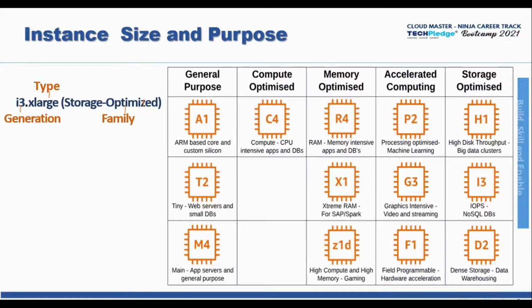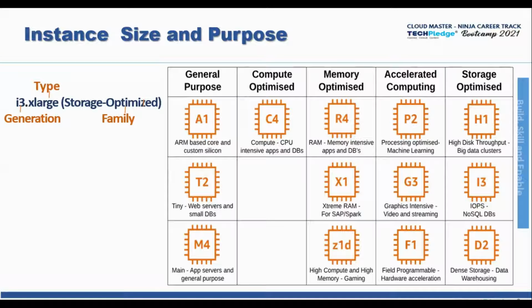For accelerated computing, when the processing needs to be optimized, like for machine learning, we go for P2. For intensive work, like video streaming, we go for G3. If it is for field programmable, where we need hardware acceleration, then we go for F1.